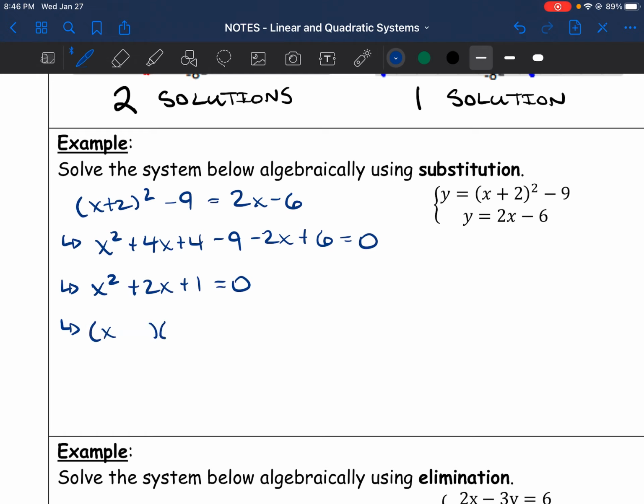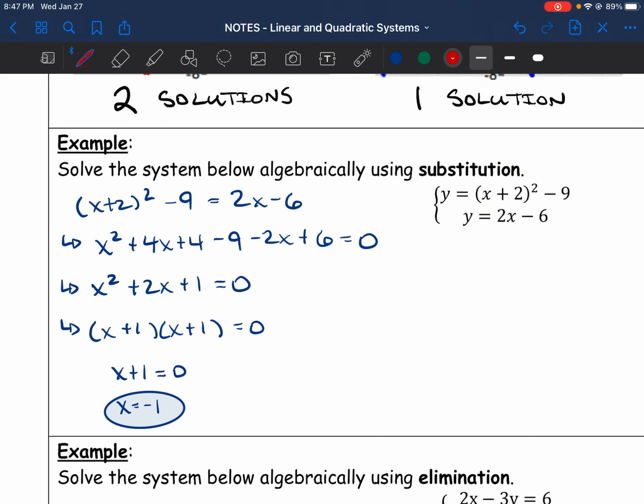So we need to think in terms of factors. What two numbers multiply to 1, but those same two numbers have to add to 2? Well, that's pretty easy. It's going to be 1 and 1, because 1 times 1 is 1, but 1 plus 1 is 2. And notice that because the factors are the same, if we set each of them equal to 0, you're going to get the same solution. So x plus 1 equals 0 tells us x equals negative 1. There is obviously no point to do this twice because you're just going to get negative 1 twice.